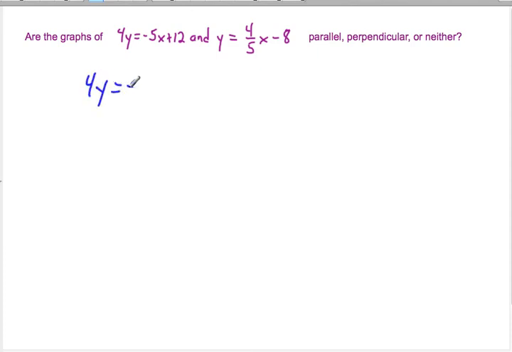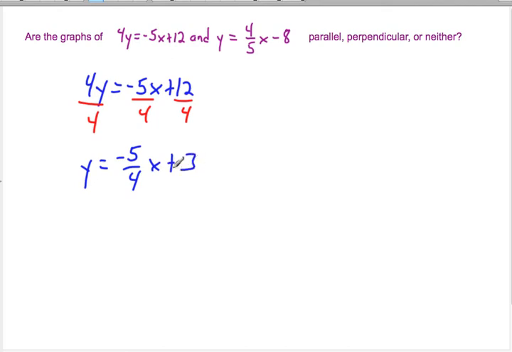So here's the original equation that we're given. And to get it in slope-intercept form, I'm going to divide everything by 4, not just the x term, but everything. So I'm going to end up with y equals negative 5/4 x plus 3. So the slope of this line is negative 5/4. The slope of this line here is given, because it's already in slope-intercept form, as 4/5. Their slopes are opposite and reciprocal, so they are perpendicular lines.